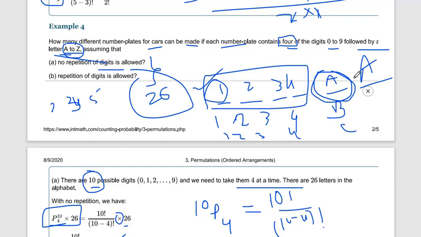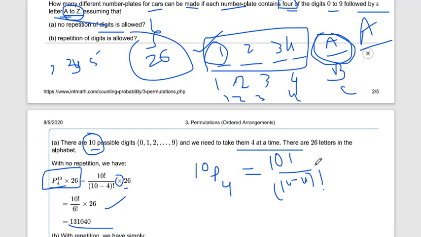Now let's say they have given 2 spaces for the letter. So how do we calculate? Just like this: 10 factorial upon 10 minus 4 factorial, and we have 26 letters and 2 places to choose from, so 26 factorial upon 26 minus 2 factorial.